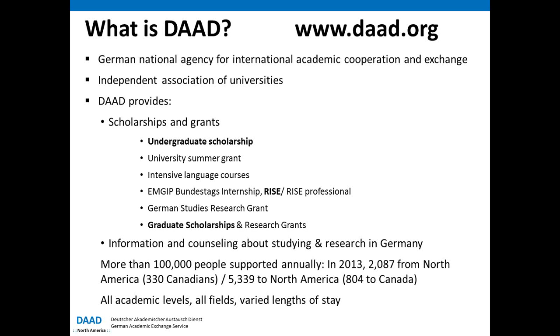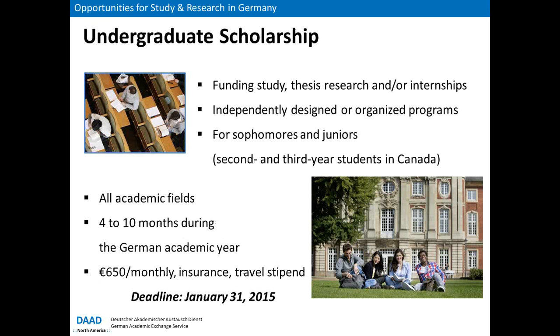The most important ones for them would be the undergraduate scholarship and the graduate scholarships, as well as a program called RISE, the Research Internships in Science and Engineering. The undergraduate scholarship is for exactly the student that you'll be talking to when they want to come for a semester or for a year to Germany. Also, if they want to do independent study or research, all academic fields for a semester or full year. It's 650 euros per month, which is almost enough to cover your living expenses.